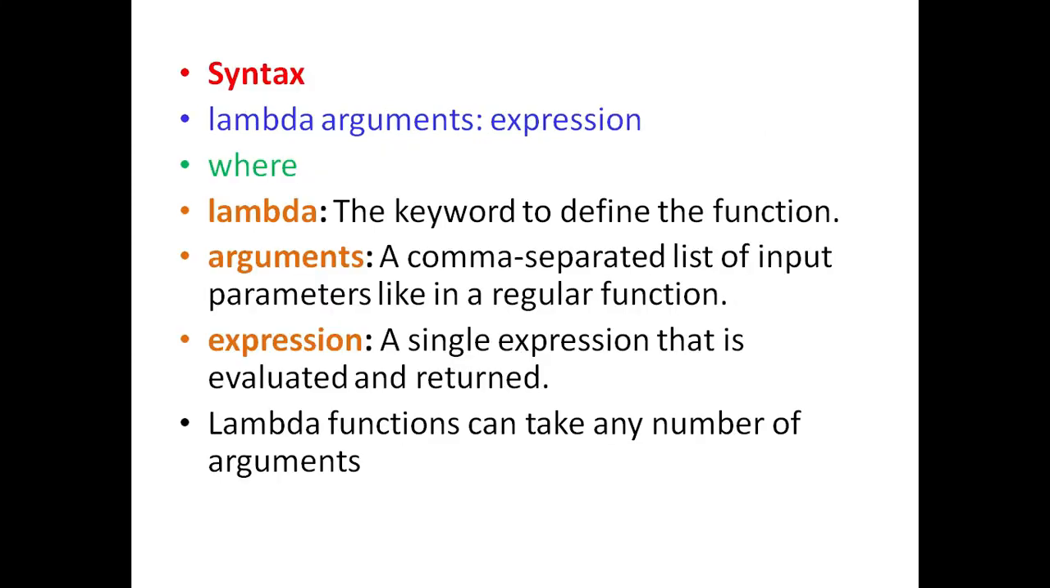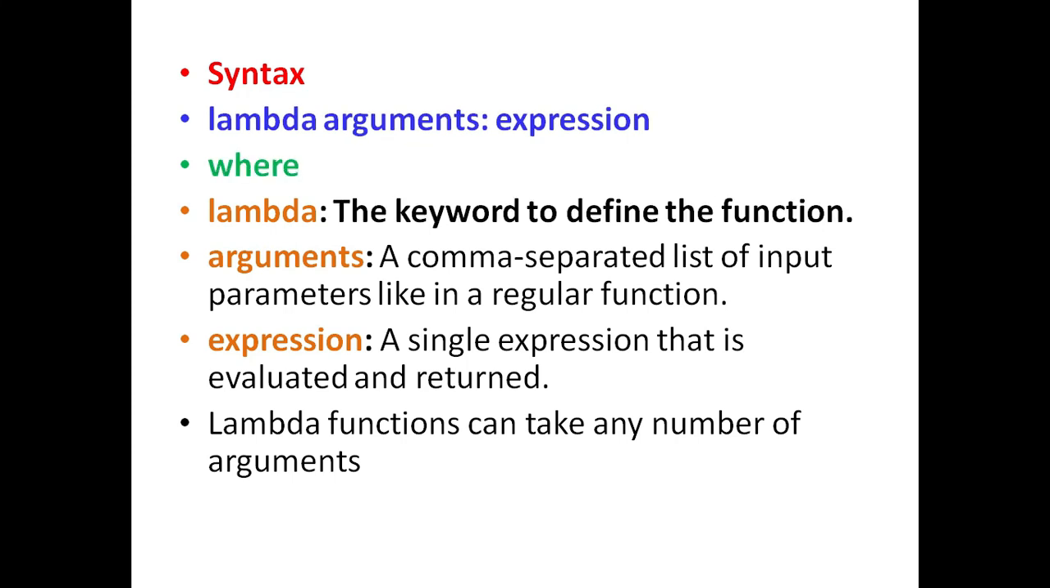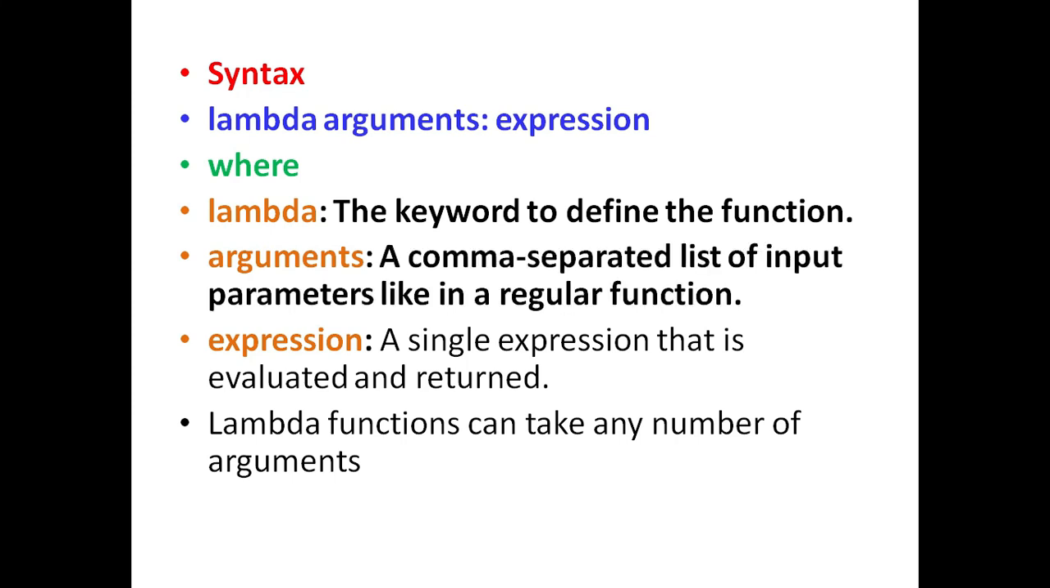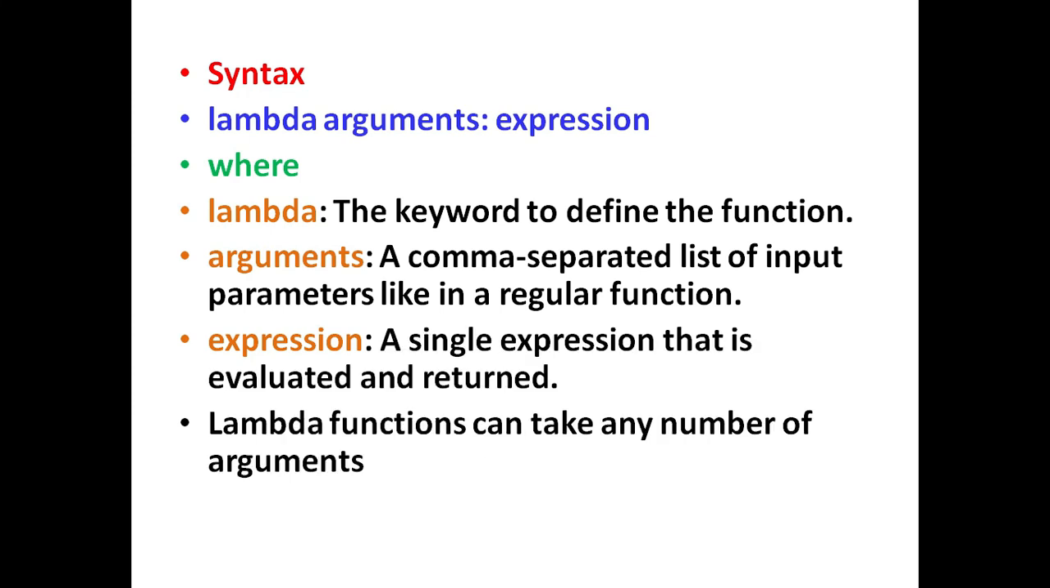The general syntax for defining a lambda function is lambda arguments: expression, where lambda is the keyword to define the function. Arguments is a comma-separated list of input parameters like in a regular function. Expression is a single expression that is evaluated and returned. Lambda functions can take any number of arguments.